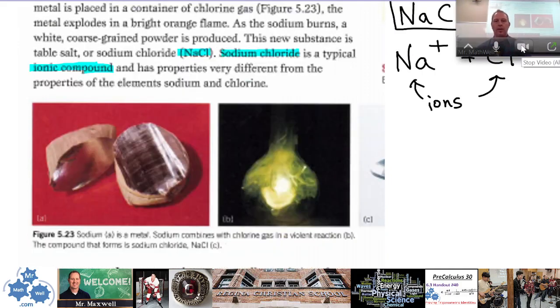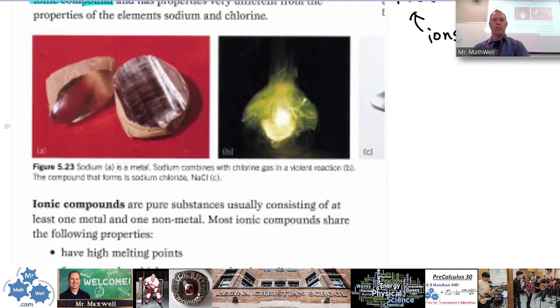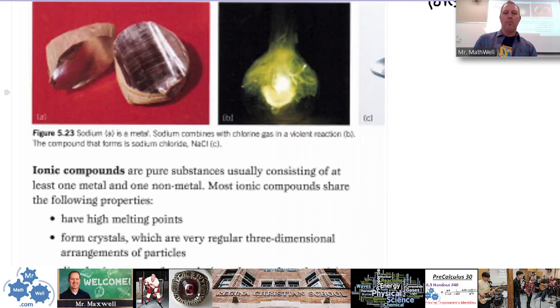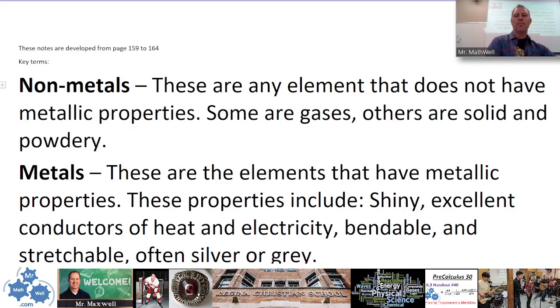Okay, so what should we know about ionic compounds? Well, they are pure substances usually consisting of one metal and one non-metal. So a metal atom or element, like sodium is our example, and one non-metal, like chlorine, make ionic compounds. And if we look at the periodic table, ionic compounds, one metal, one non-metal usually.